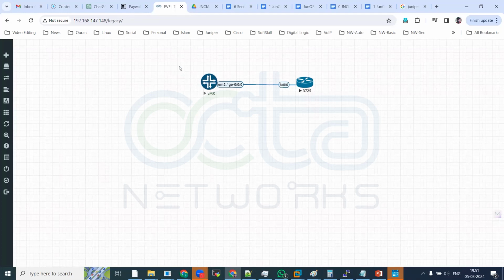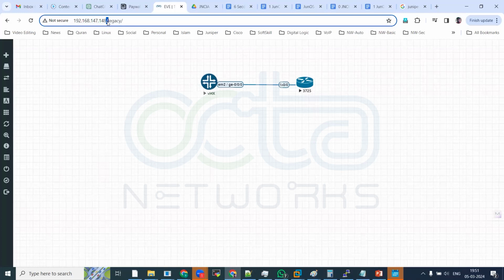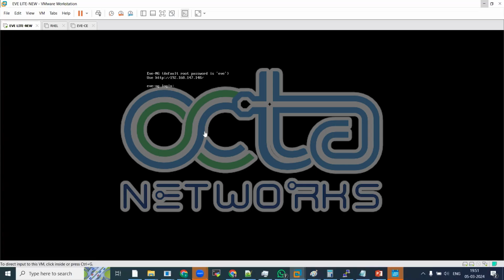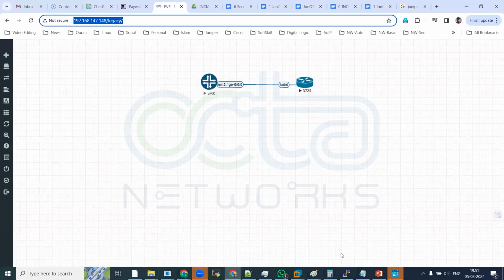Okay, and this is web-based, right? It is running on this IP address 192.168.147.148, and it's running on this virtual machine, right? And I can use this.